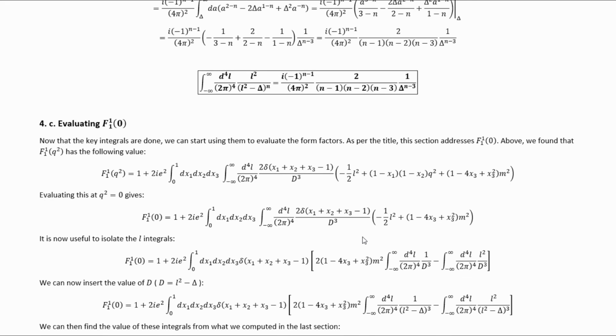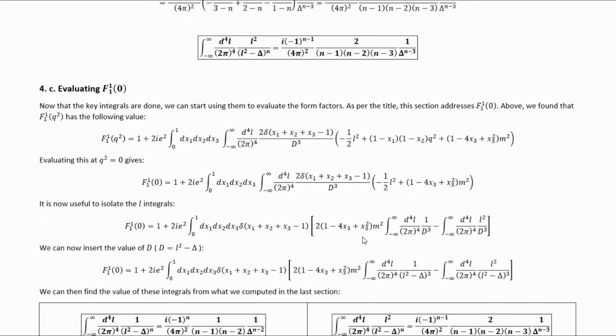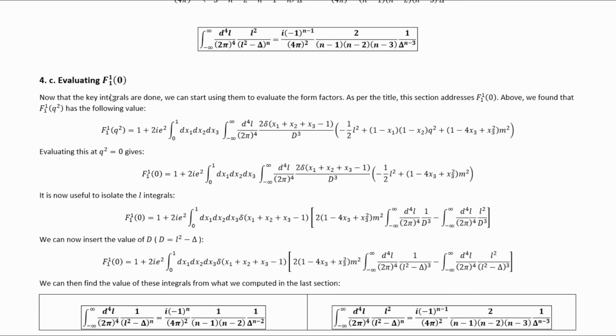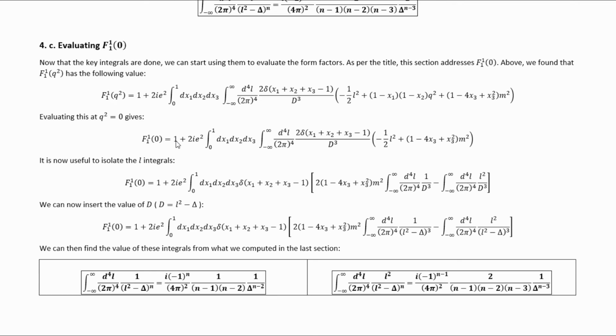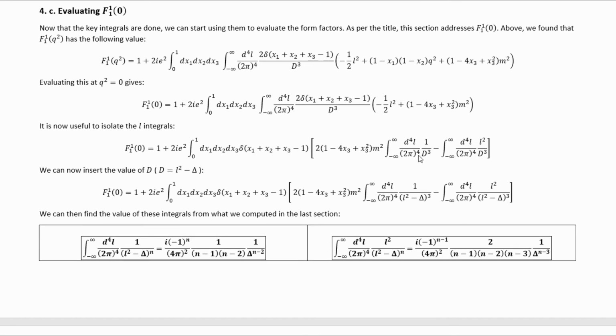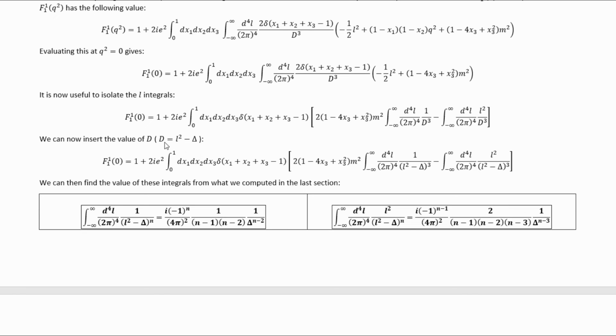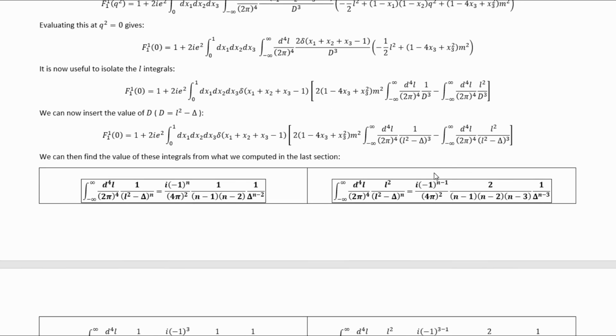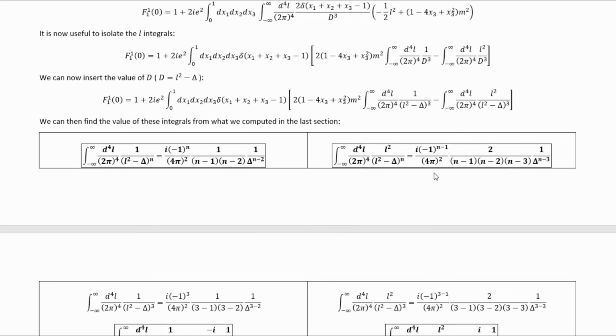Now that we've done the key integrations we need, we can use them to actually calculate out these form factors. I'll start with f11 of 0. So f11 of q squared was identified to be this quantity. If we evaluate that at q squared equals 0, we arrive at this. We can then isolate the L integrals, which gets us here, and then we can insert the value of d to get it ready for substituting the values of those L integrations in.